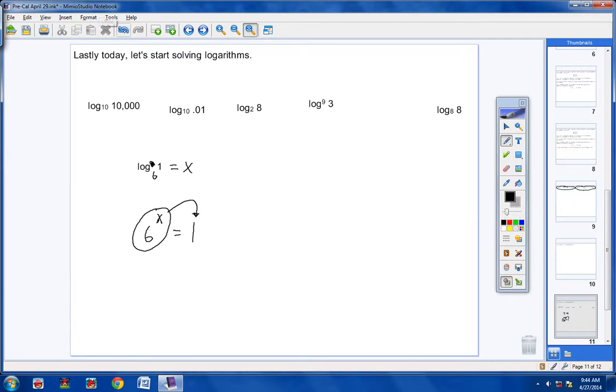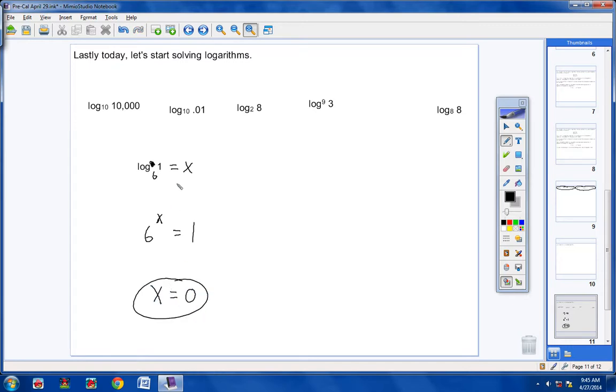Now, what would I put for x? 6 to what power equals 1? Well, 6 to the 1 power is 6. 6 to the second power is 36. 6 to the third power is what? 216, I believe. None of those are working, but hold it. Mr. Earhart taught me that anything to the 0 power is 1. So if I have a 0 here, then 6 to the 0 power equals 1. So it only makes sense to me that x has to equal 0.